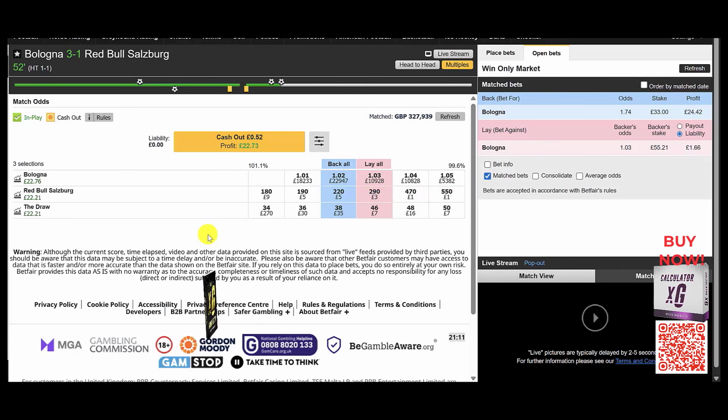We obviously had our plan with trying to take advantage of the time decay. Didn't really transpire, but we've got our profit locked in within, what, 7 minutes of entering the market. So anyway, Bologna 3, Red Bull Salzburg 1. We are out with a profit.